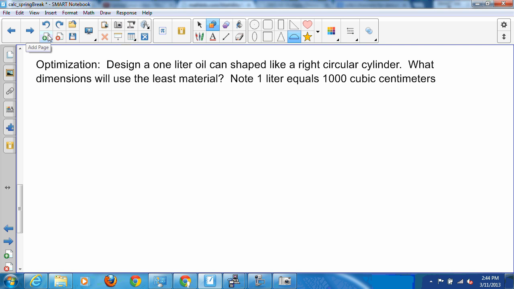Okay, let's take a look at our final optimization problem. Here they want you to design a 1-liter oil can that's shaped like a right circular cylinder, and they want to know what the dimensions will be that will use the least amount of material. Sometimes they attach a cost to this and give you so many dollars per square centimeter or whatever, and you need to find the optimal cost. Here, note that 1 liter equals 1,000 cubic centimeters.